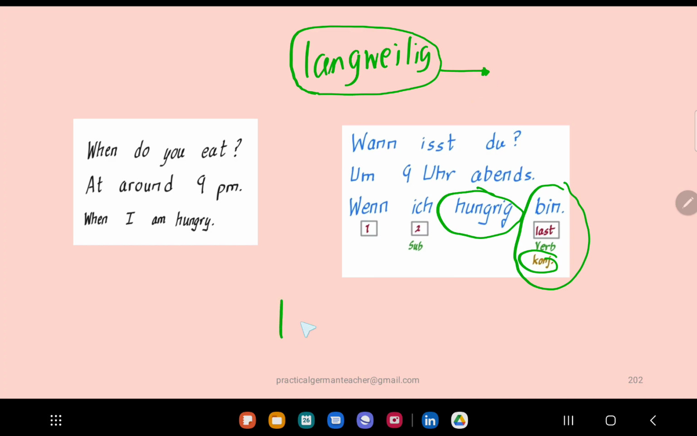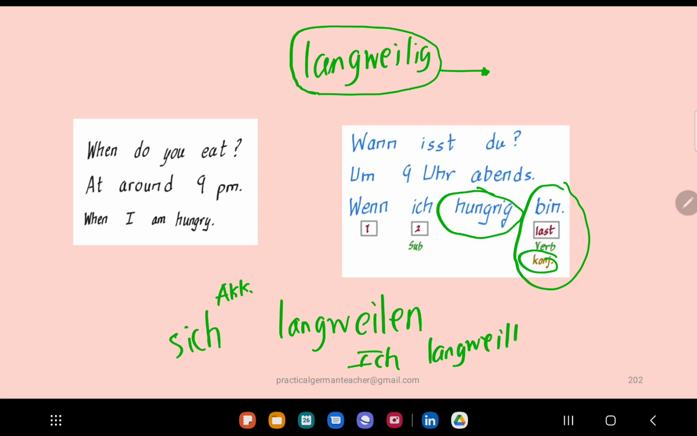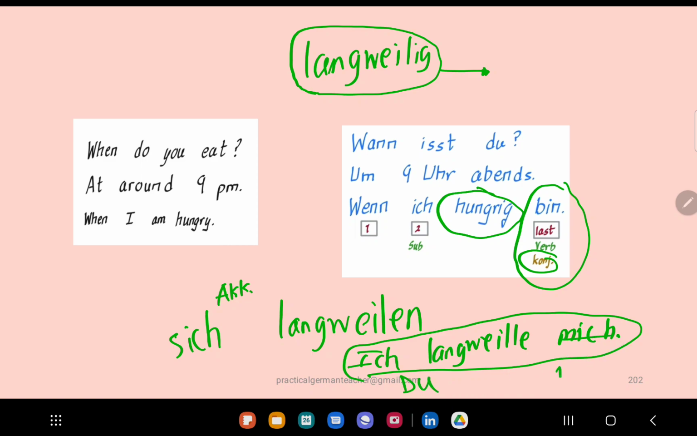Now, what is the verb? The verb is langweilen. But it is a reflexive verb, so you have sich. It's also good to know what kind of reflexive pronoun. It's an accusative pronoun. So if you want to say "I am getting bored," you will say ich langweile mich. Okay, I'm getting bored. If you want to say you are getting bored, instead of ich, it will be du. Instead of mich, it will be dich. Now, this is not the topic for today, but I just wanted to cover it.